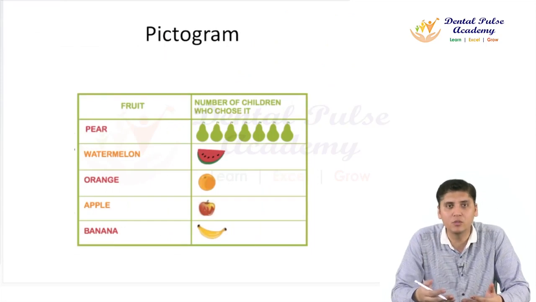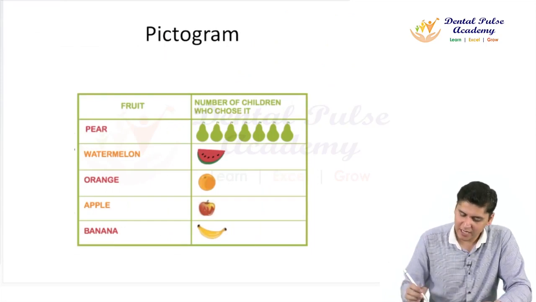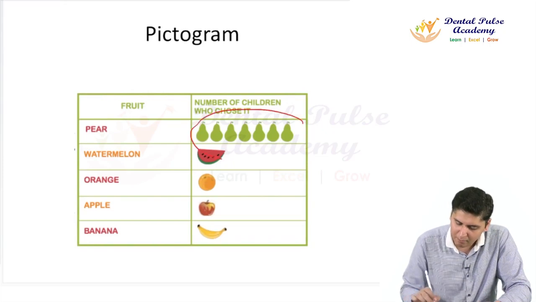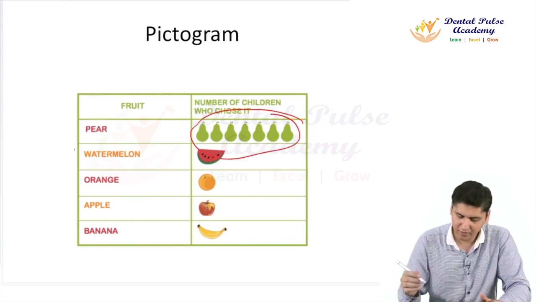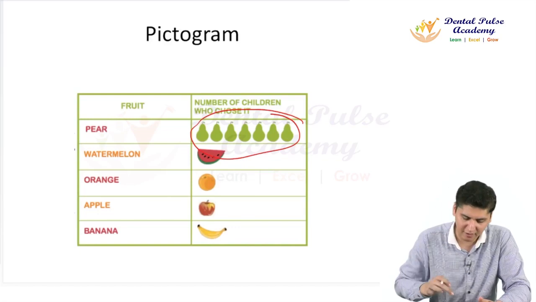A pictogram is similar to a simple bar diagram, but in a way that the bars are actually shown as pictures. That is the only difference. And it shows qualitative data and one variable.